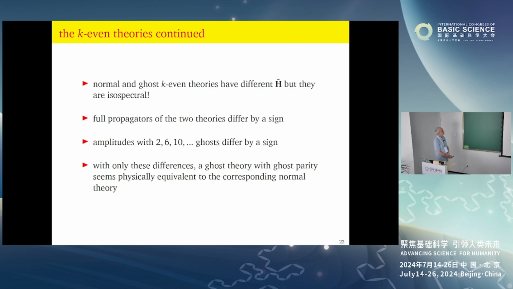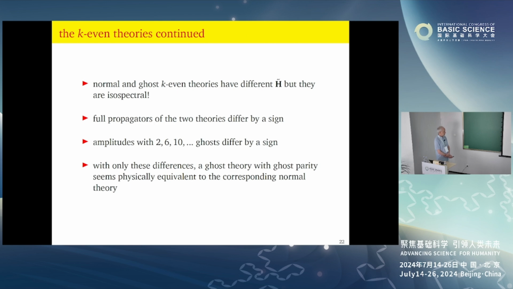If you look a little more closely at these theories, though, the normal and the ghost K-even theories, they do have different H-twiddles, but using the methods I'll get to in a little while, we find that they are isospectral, so they have exactly the same spectra. The full propagators of the two theories just differ by a sign. Amplitudes with 2, 6, or 10 ghosts just differ by a sign from the corresponding amplitude in the normal theory.